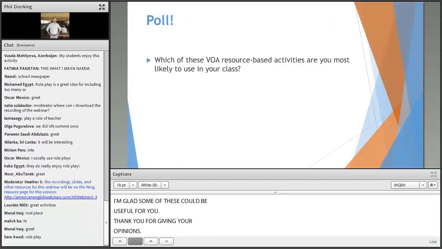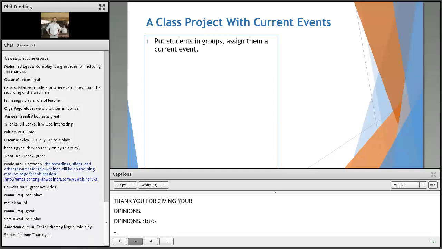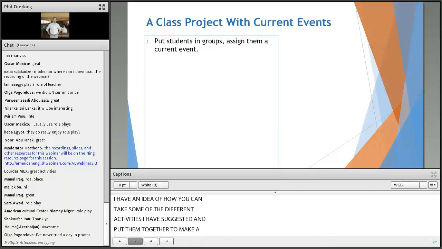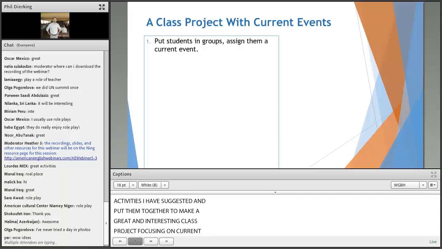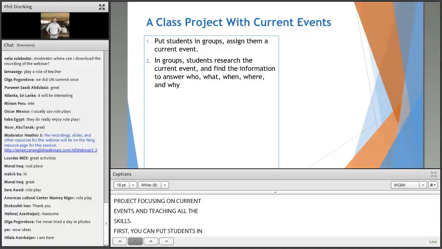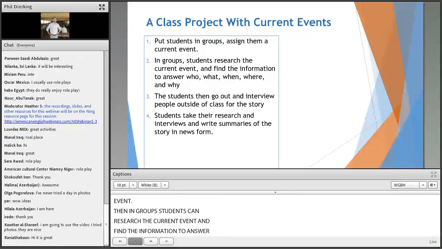One last thing I wanted to share is I have an idea of how you can take some of the different activities I have suggested and put them together to make a great and interesting class project focusing on current events and teaching all the skills. First, you can put students in groups and assign them a current event. Then in groups, students can research the current event and find the information to answer the 5 W's, who, what, when, where, and why. The students can then go out and interview people outside of class for the story.